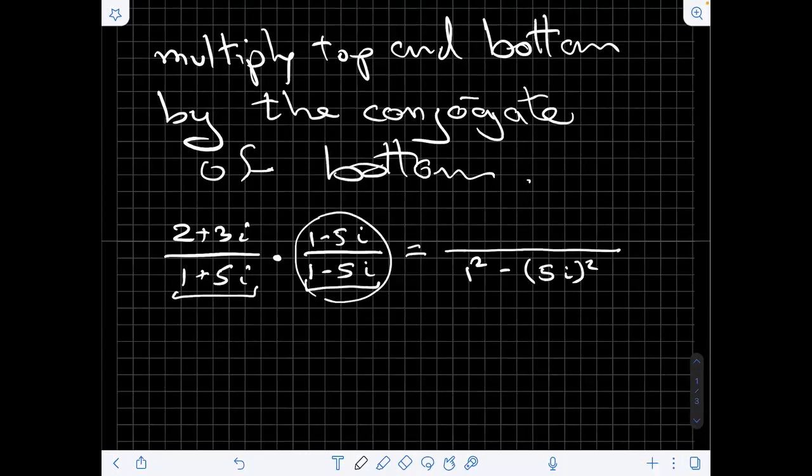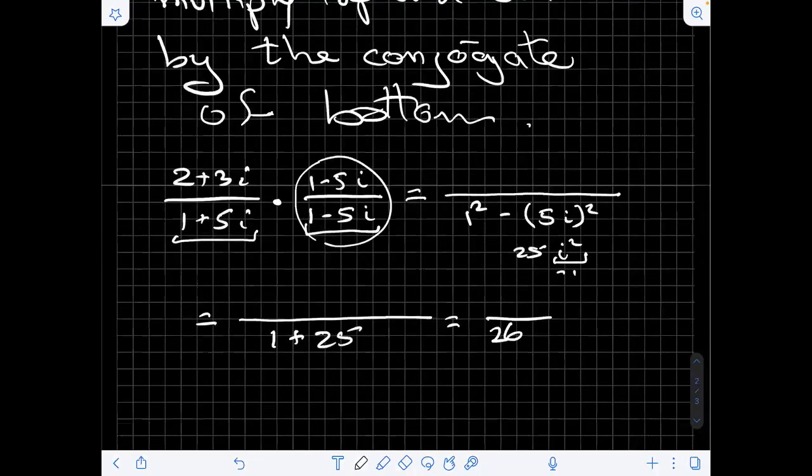I'm going to continue just with the denominator. 1 squared is 1, minus is minus. And now 5i squared: 5 squared is 25, and i squared, remember, is minus 1. So this actually says minus 25, which means plus 25. So on the bottom, we have 26.